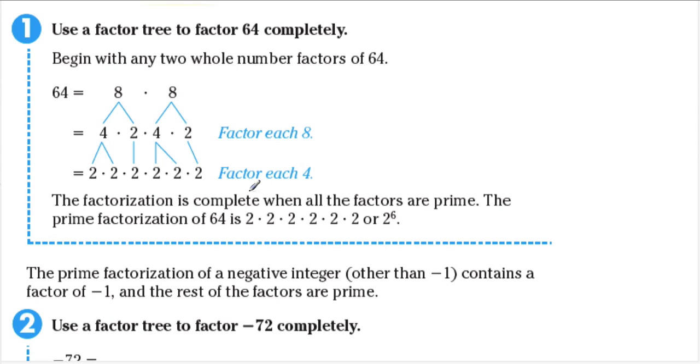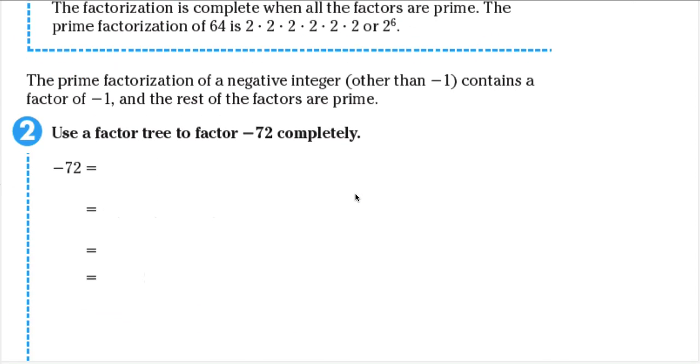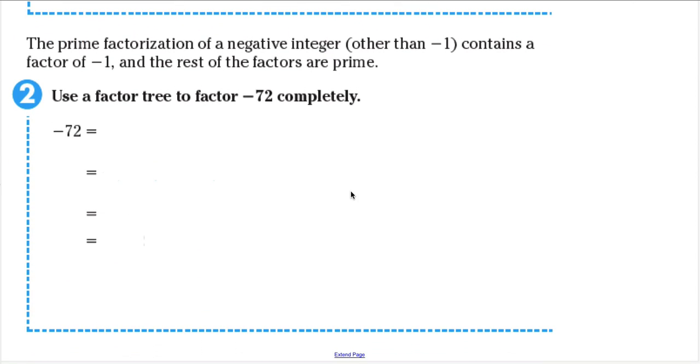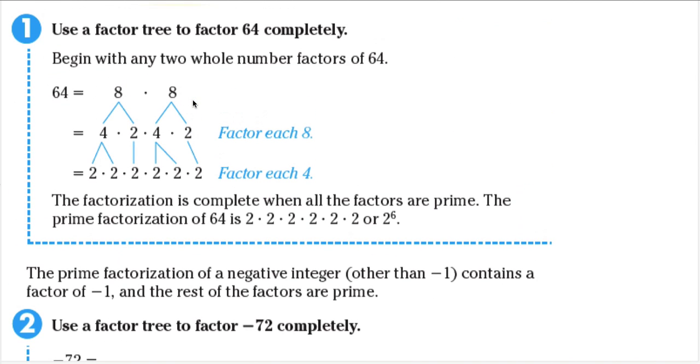Again, we stop prime factorization. Our prime factorization is complete when all the factors are prime. Let's take a look at number 2. In number 2, the prime factorization of a negative integer other than -1 contains a factor of -1, and the rest of the factors are prime. And if you notice, look at the direction from number 2 and compare it to the direction for number 1.